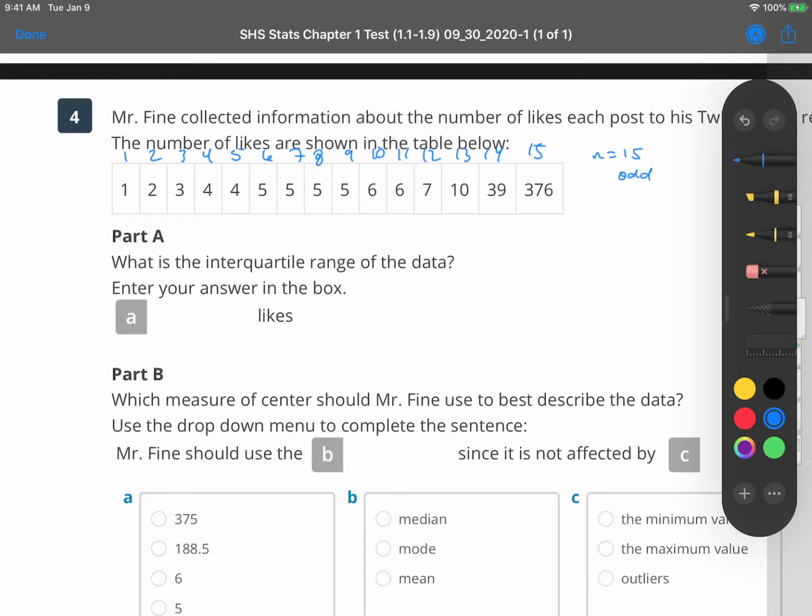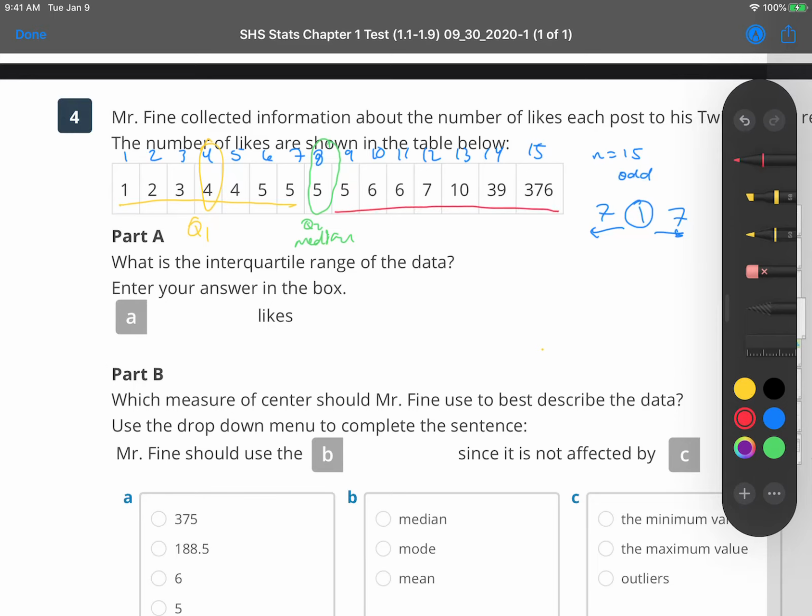This is an odd. So if this is an odd, I'm going to need the 1 number that is going to be my median. I have 7 numbers to the left, 7 numbers to the right. This is my Q2, or the median. Why do I need that? Because I'm trying to find the interquartile range. I'm going to have to find the Q1 of this. I need to find the median. And remember, you're not including that green, so there is my Q1.